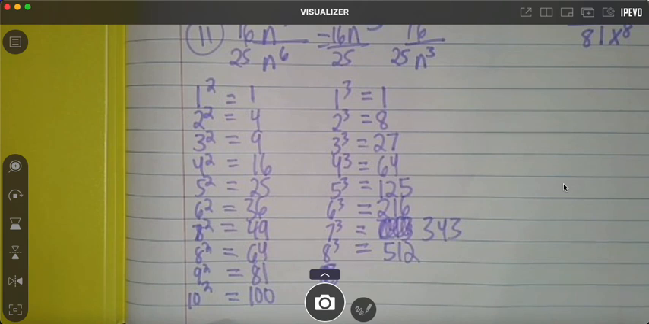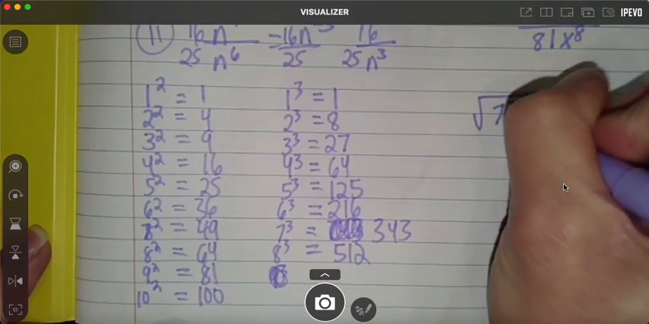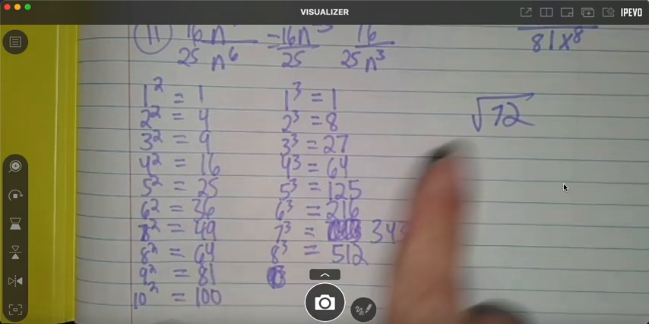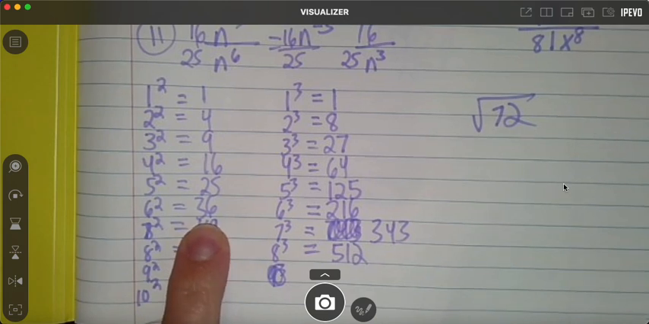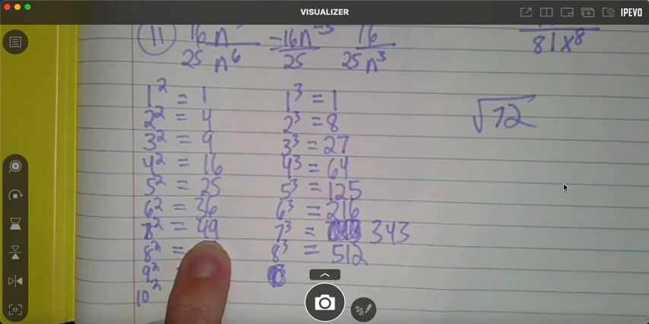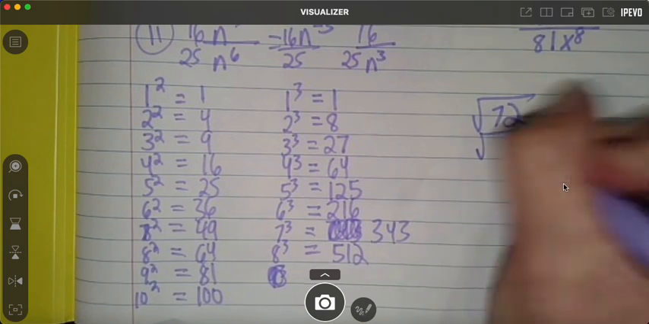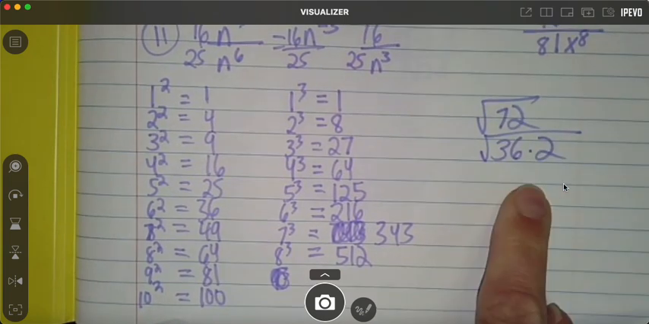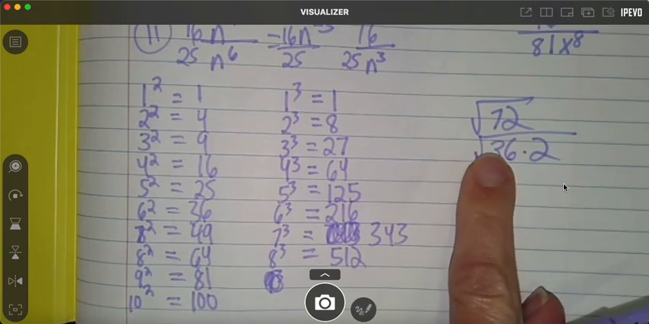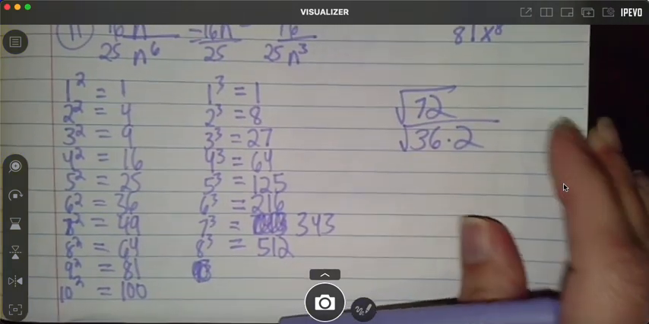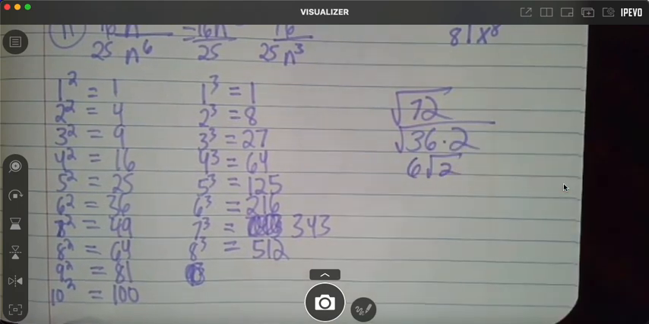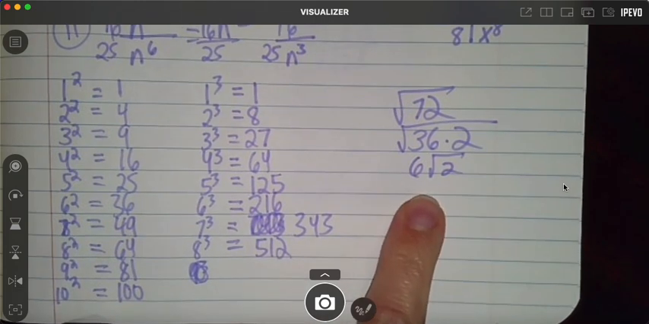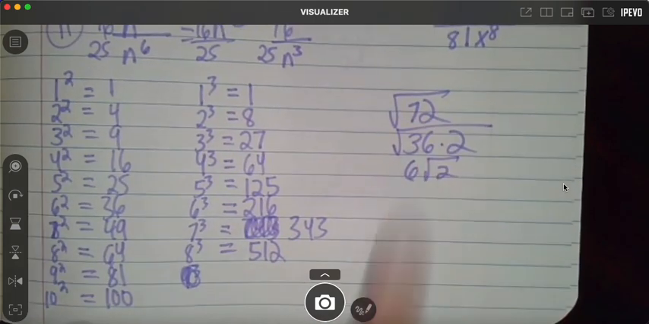Like if I had the number 72, the square root of 72, can I reduce that? What would I do? I would see, okay, does 49 go into 72? No. Does 36 go into 72? You just do 72 divided by 36, what is it? 2. So you would say the square root of 72 is 36 times 2. What's the square root of 36? 6. And then I still have my 2 left over. That is your simplified form. That's not simplified.